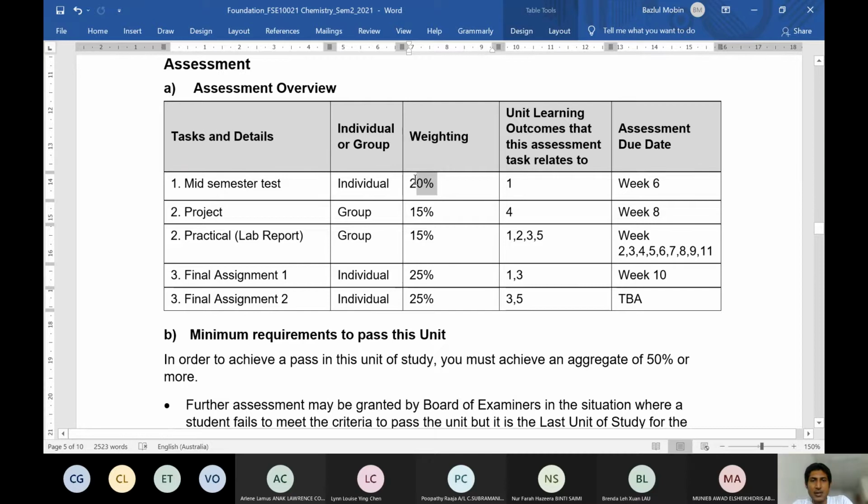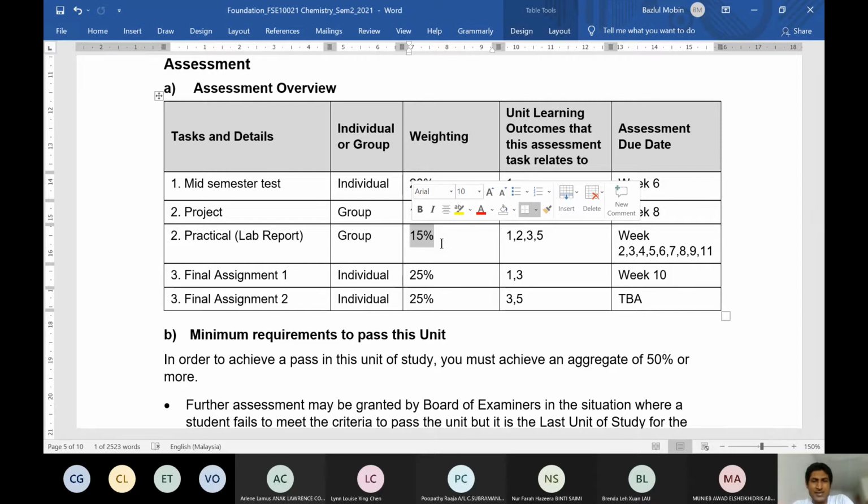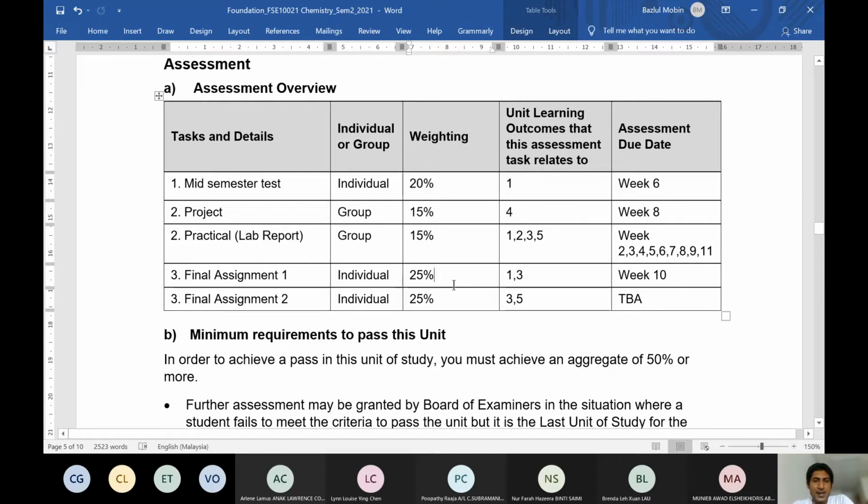Of course, I will discuss more about it as time goes, and don't worry about it. The project will be 15% of all the marks together. For the labs, there are 8 labs, and the 15 marks are distributed among the 8. So every lab has 1.67 marks, probably.